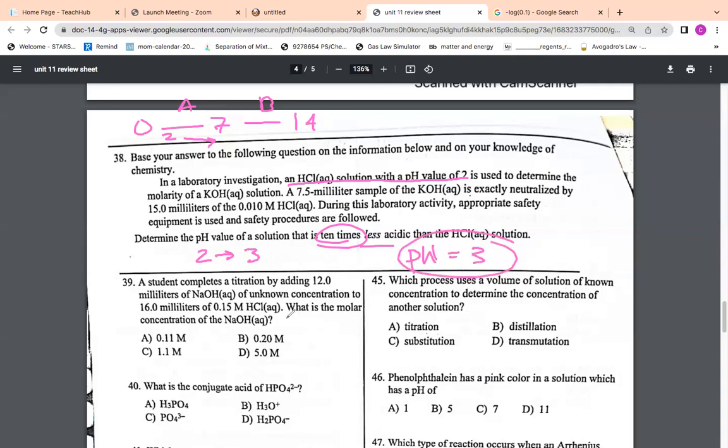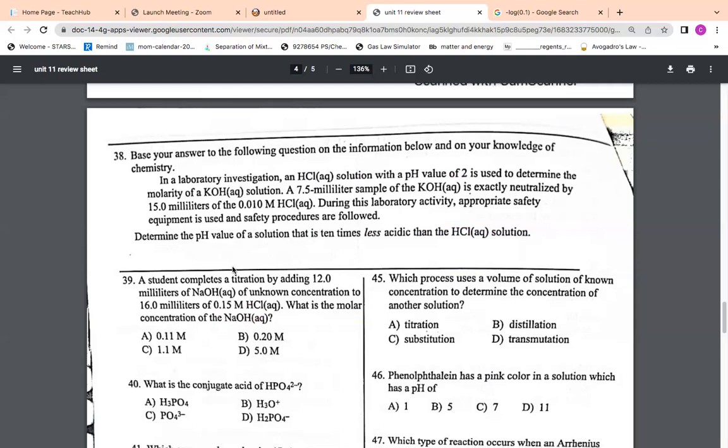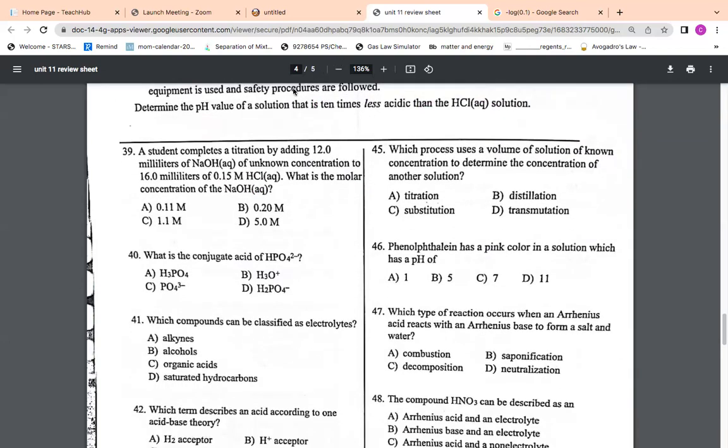39. A student completes a titration by adding 12 mL of sodium hydroxide of unknown concentration to 16 mL of 0.15 molar hydrochloric acid. What is the molar concentration? Molar concentration is another way to say molarity of the sodium hydroxide. So again, another titration. So let me just scroll a little bit. Okay. So again, we need, let me write it here, MA, VA, MB, VB.